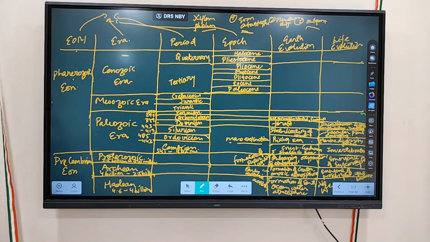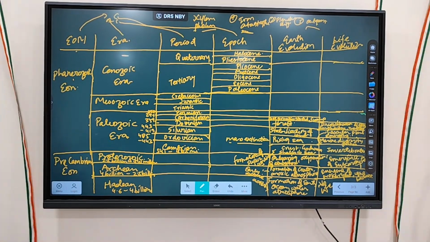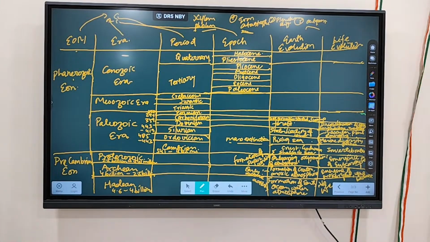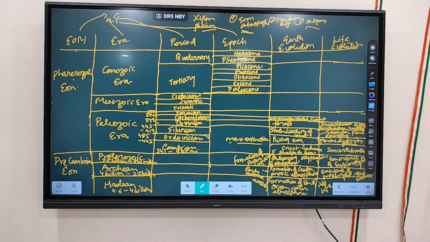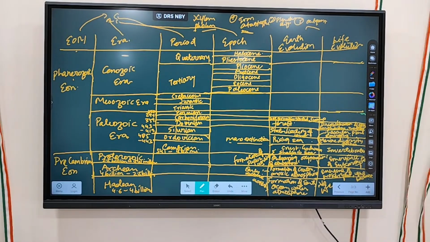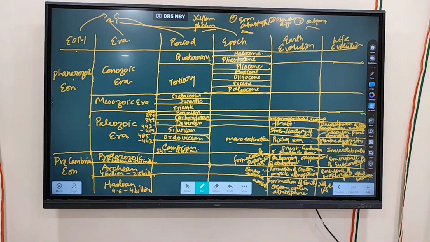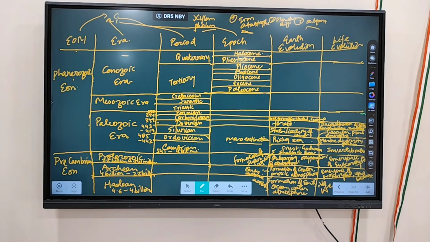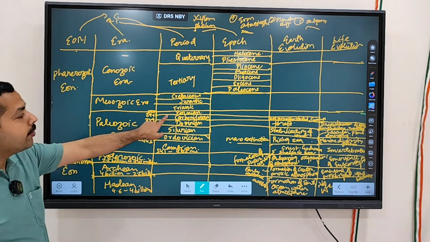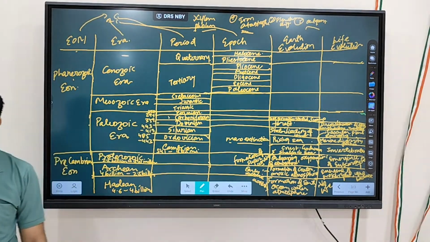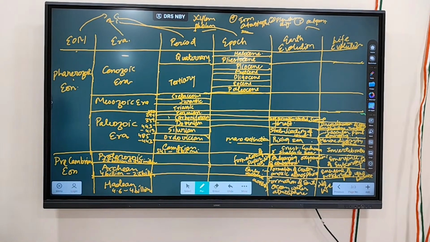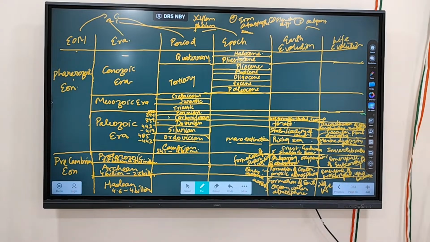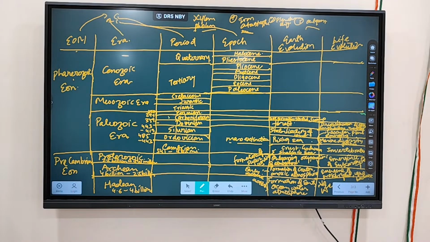You'll see the coal formation started in this particular period. Clear? So that's why the best quality of coal found on the earth is from which period? It is from the Carboniferous period. Clear? Any doubt regarding this one?